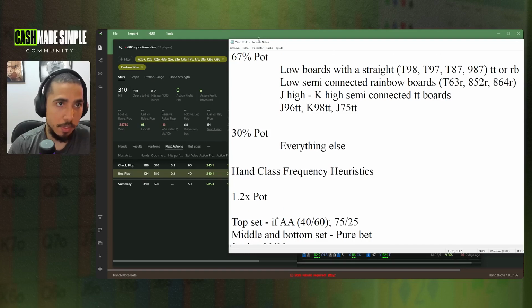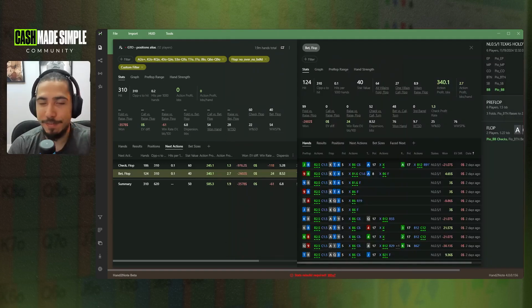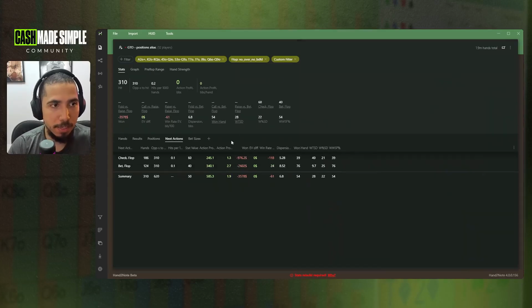Okay, whew. So much that we had to cover for these boards. They're complicated boards to play. Quite a lot of different hand class frequency heuristics. But we covered them, and now it's time to move on.